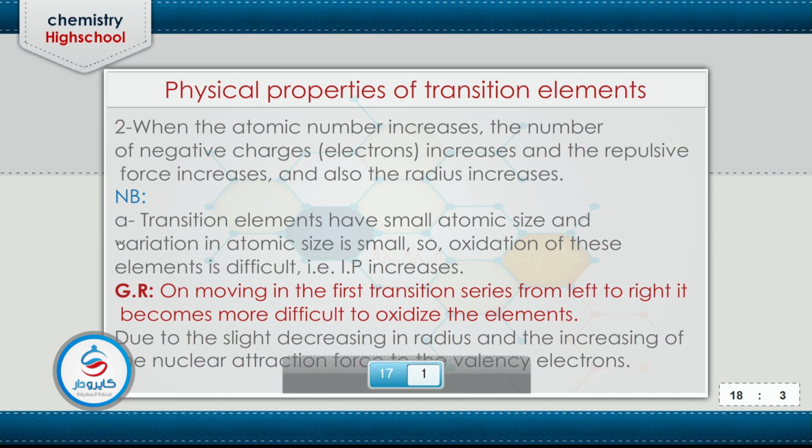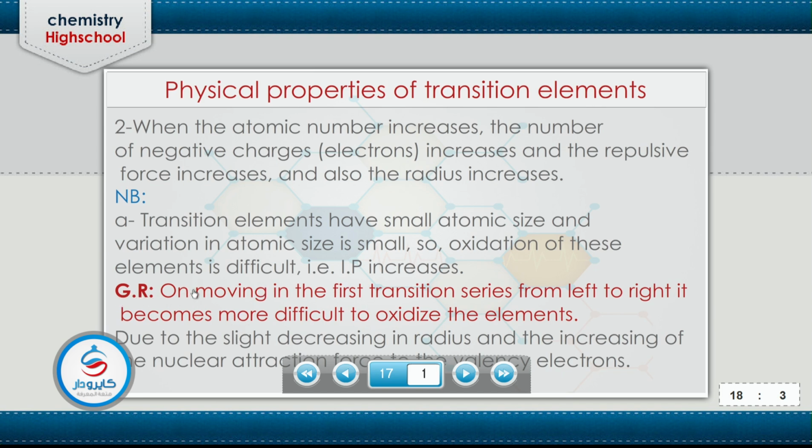Note that transition elements have a small atomic size, and the variation in the atomic size is small, so oxidation of these elements is difficult. That means the ionization potential increases.